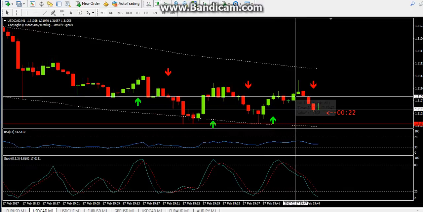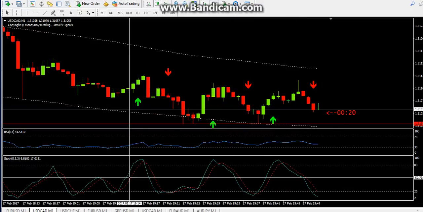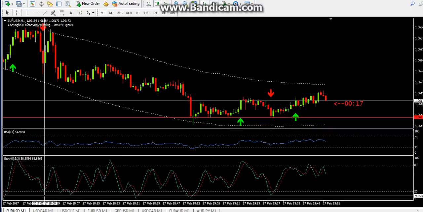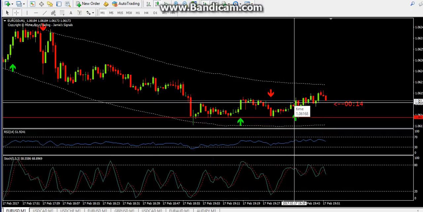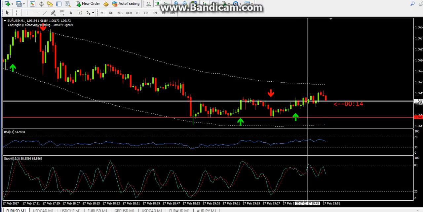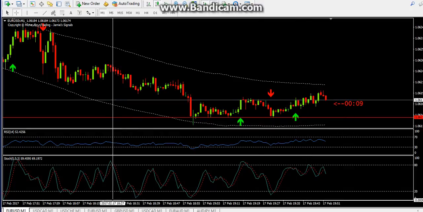1 2 3 4 5. It was a nice win. And again with the US dollar, again here, nice trade. 1 2 3 4 5, a nice win.